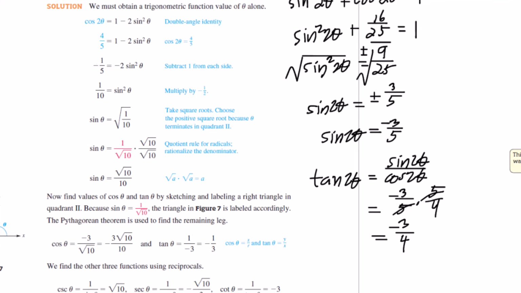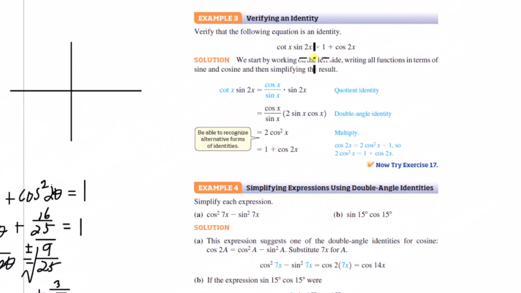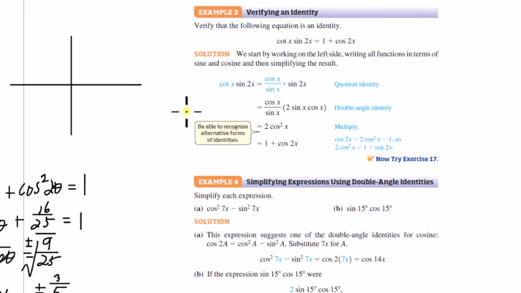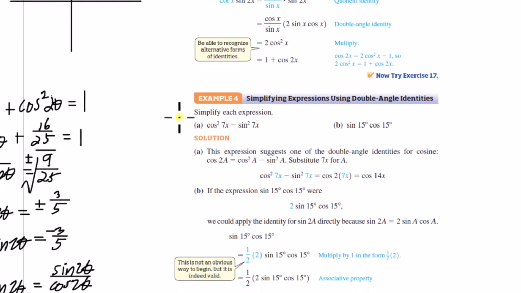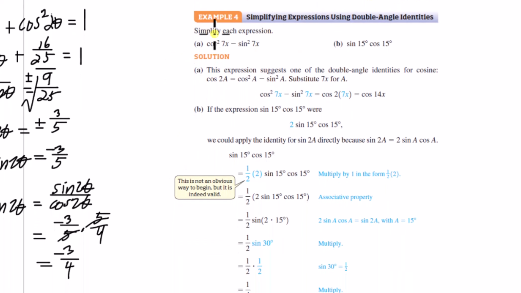Okay, verifying an identity. Verify that cotangent x times sine 2x is equal to 1 plus cosine 2x. We'll work a bunch of examples verifying identities with double angle formulas, simplifying expressions using double angle identities. So yeah, they're just going to expand. Well, okay, how would they do this?